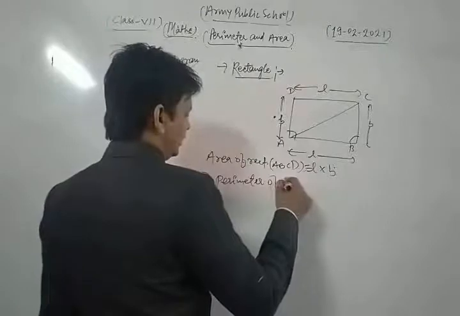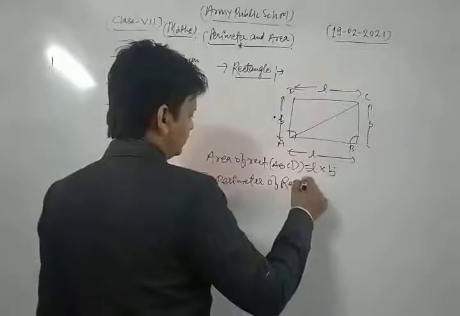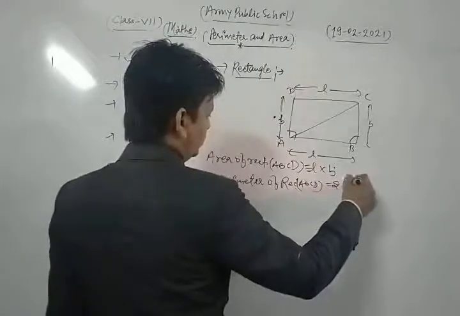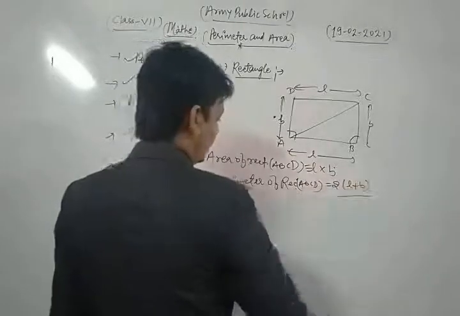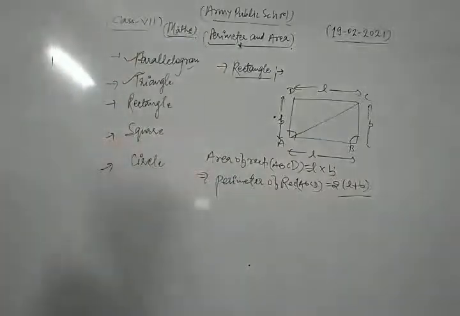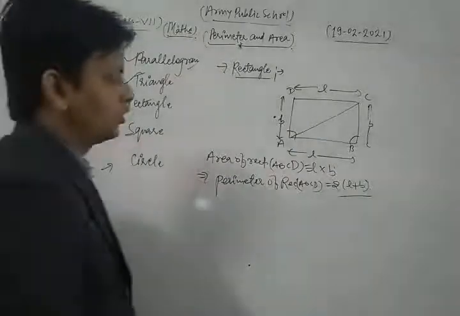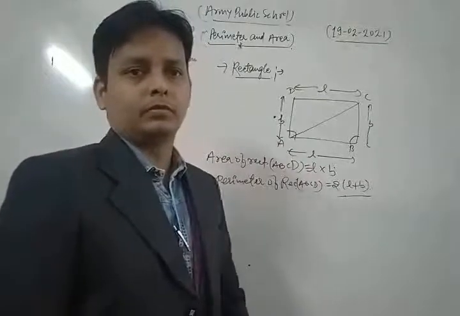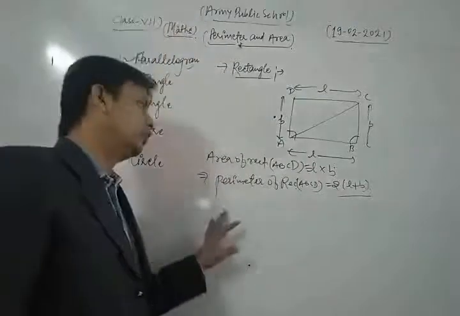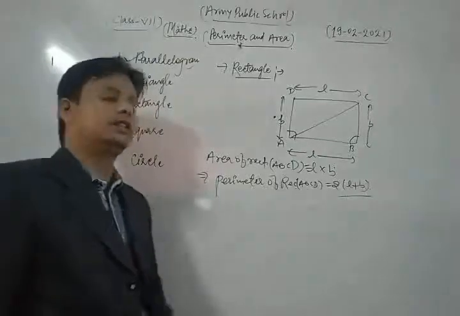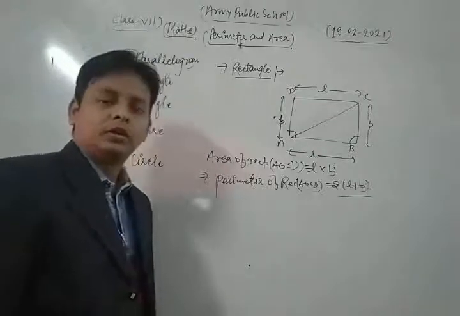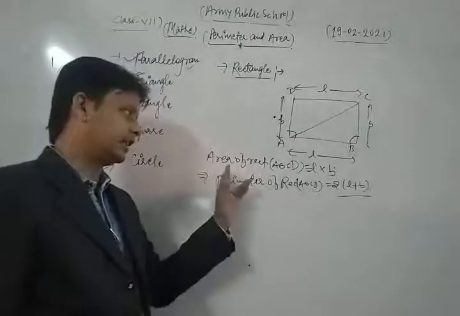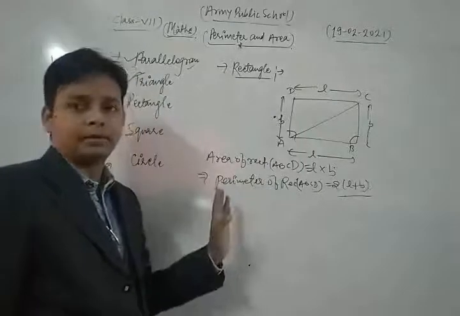Perimeter of rectangle ABCD is 2 into length plus breadth. This is the formula for perimeter of rectangle. This is the formula for area and this is the formula for perimeter of rectangle ABCD, which is 2 into length plus breadth.